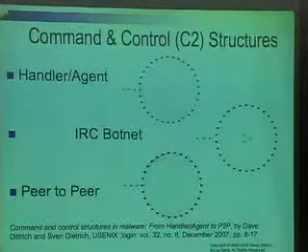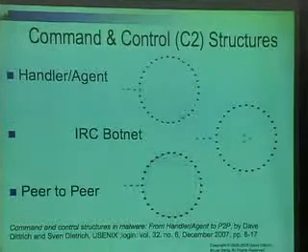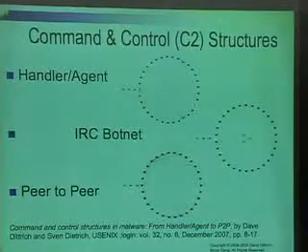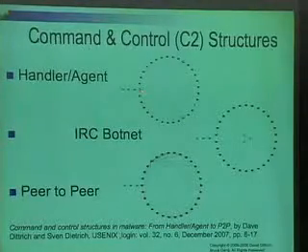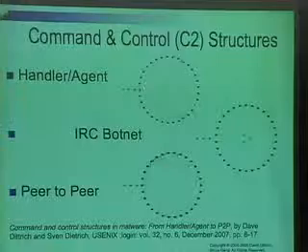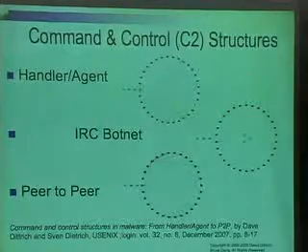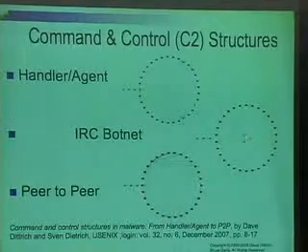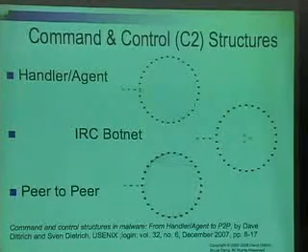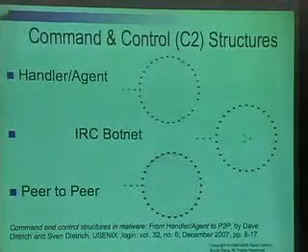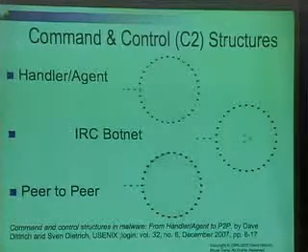There's a symmetry here. Where's the laser pointer? There's a symmetry here in the command and control going from a set of handlers to a bunch of agents. Each of these diagrams has the same number of agents. IRC was popular, and that was actually the target of most of the attacks in '99. So a lot of the tools have migrated to using IRC.